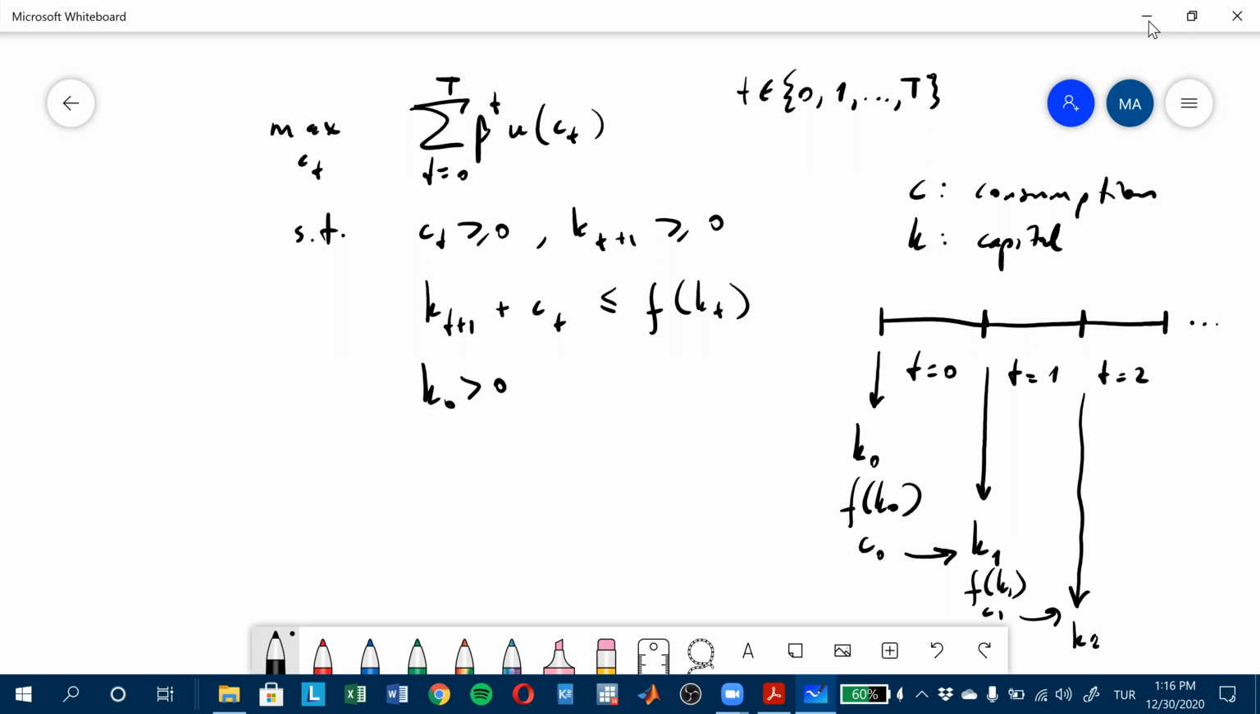Now, obviously, how do you proceed? Well, this is a finite dimensional problem. So you have a function here. This is a weighted sum of utilities. The U function here is called the period utility function.